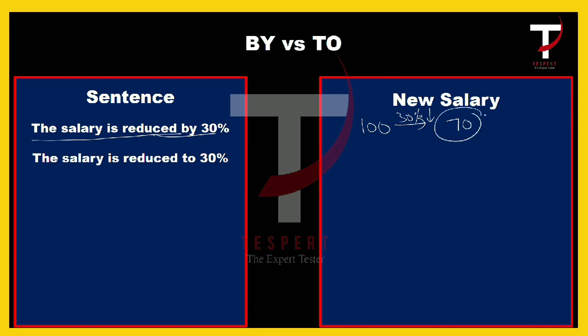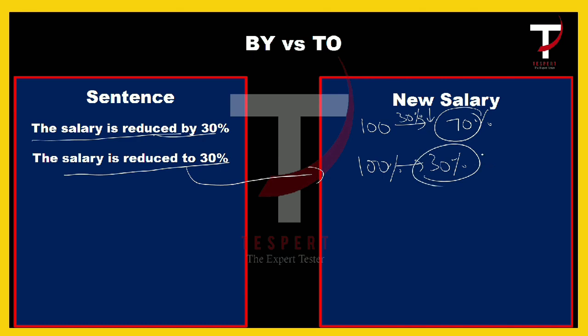But the salary is reduced to 30%, that means from 100% it became 30%, so the final salary is 30%, not 70%. So reduced to 30% means from whatever the initial value, it became that value directly. If it is reduced by 30% or some other value, we have to deduct that percentage from the initial value. Did you observe the difference? In the first case, we have 70% as the new salary, but in the second case, we have 30% as the new salary, okay?